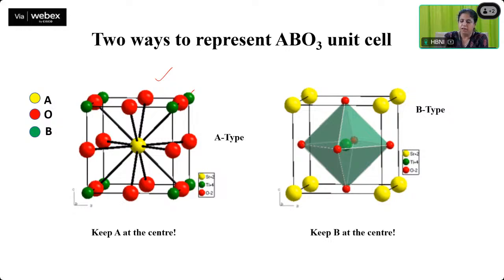Okay, that is one way. A at the center, B at the corner, O at the edge center. On the other hand, if you want to keep B at the center and we call it B type, what happens is now your A will take the corner. When A was at center, B at the corner. Easy to remember. B at the center, A at the corners, but now oxygens will be only at the face center. Now, the most interesting part is since they are not different, you can actually visualize B type when you look at A type. How? Concentrate at this particular B. Okay, let's say this B.